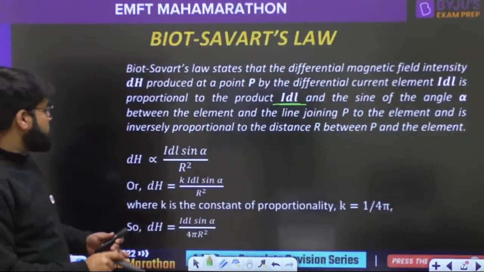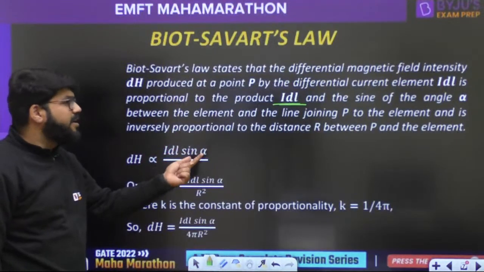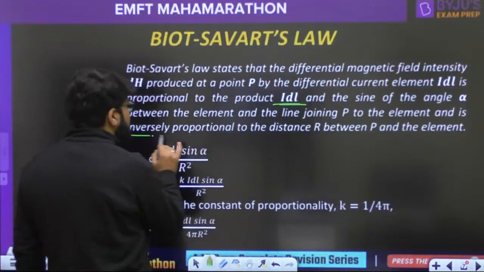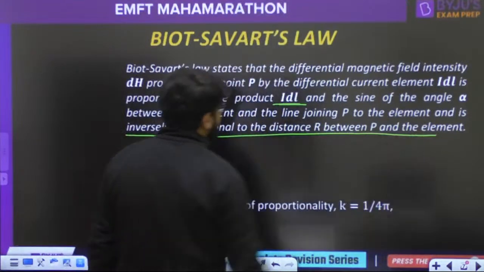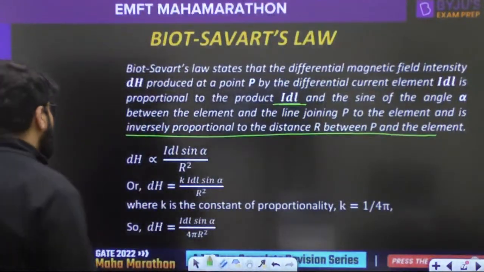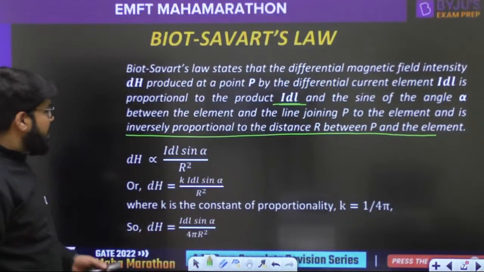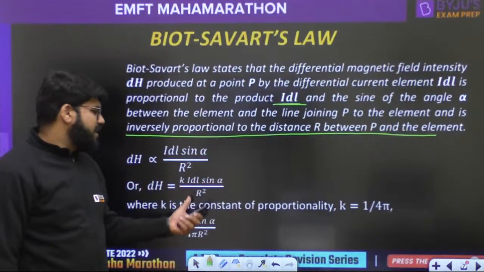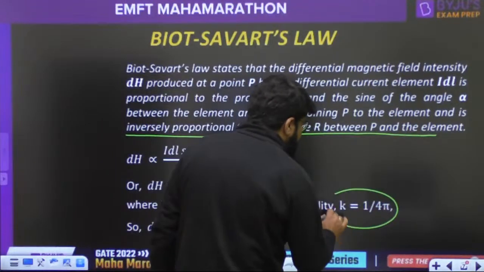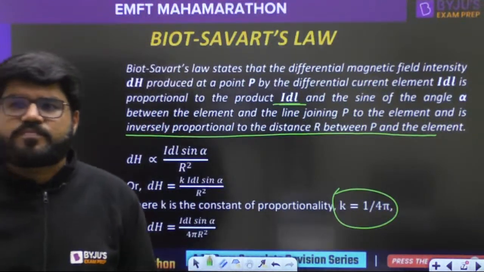So dH is proportional to I dl, it is also proportional to sine alpha, hence it is proportional to I dl sine alpha, and then it is inversely proportional to the square of the distance between them, just like Coulomb's law as well. So that is 1 upon r square. Final form: dH is K I dl sine alpha upon r square, where K is the constant of proportionality. In SI units, it is equal to 1 upon 4 pi.